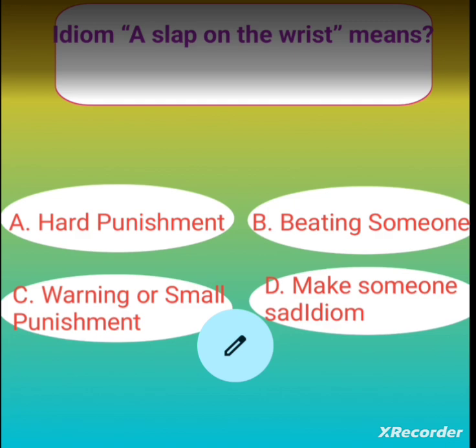Next question, idiom a slap on the wrist means. Its answer is option C, warning and small punishment.